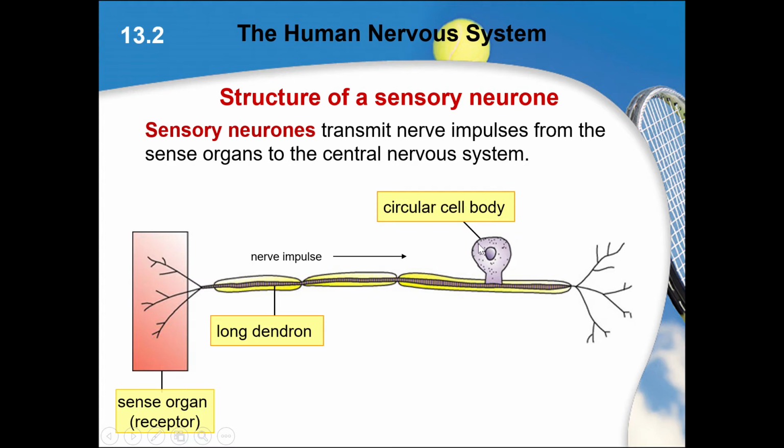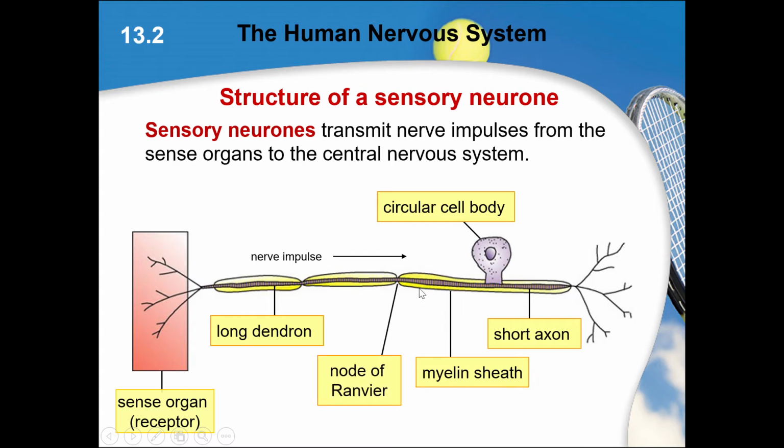So after the nerve impulse passes the cell body, it goes out towards the axon, and the axon here is very short. Okay, we call the myelin sheath and a node of Ranvier. And then we've got dendrites again. I'm just going to have you change this to the axon terminals.